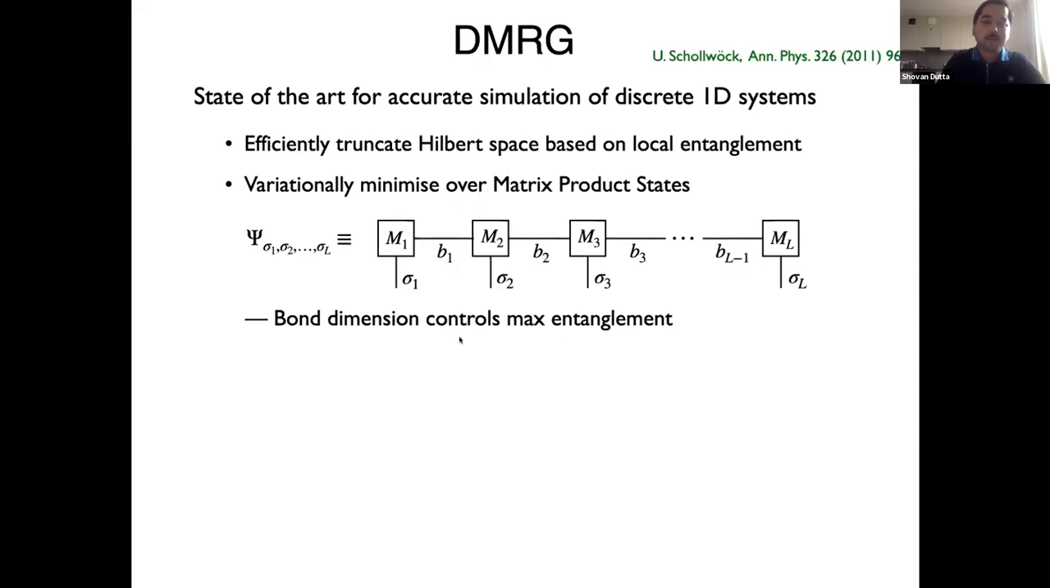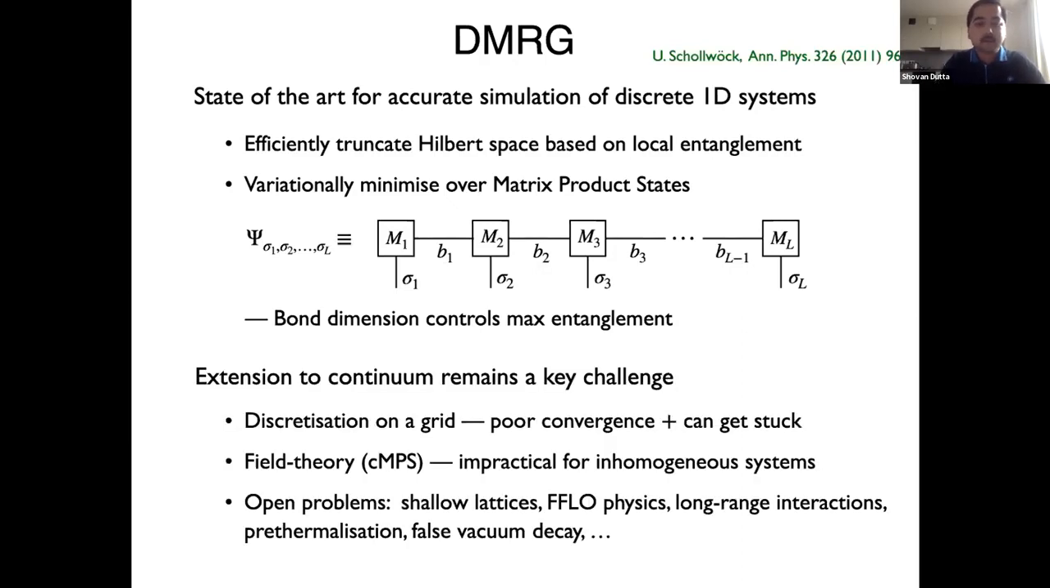So typically what you do is you optimize the matrix elements two matrices at a time, and you sweep left and right through the system, and you increase the bond dimension of these B's as you need to converge to the ground state or the time evolving state. So that's how it usually works. And it produces very efficient results.